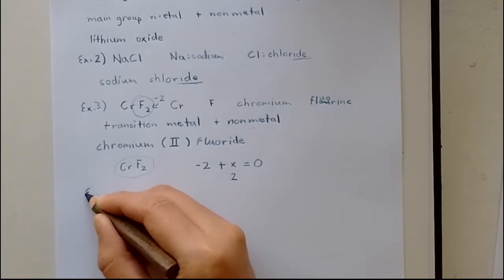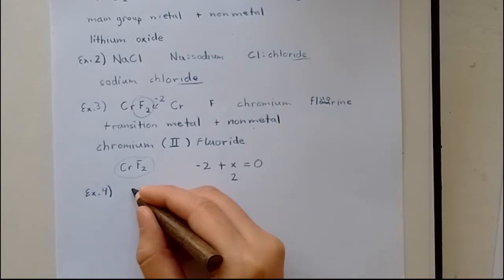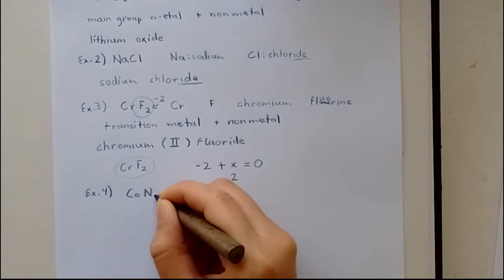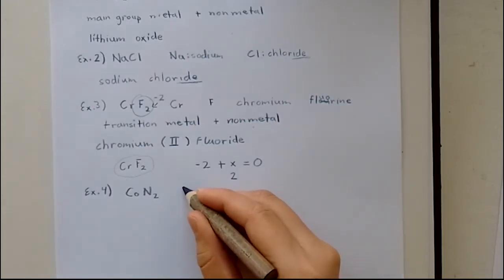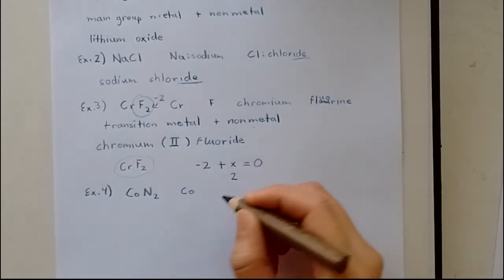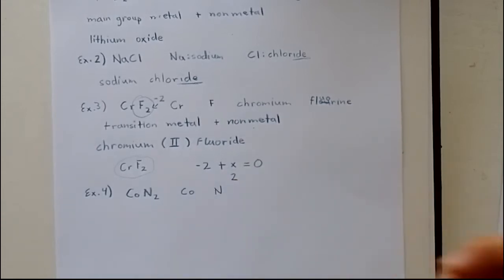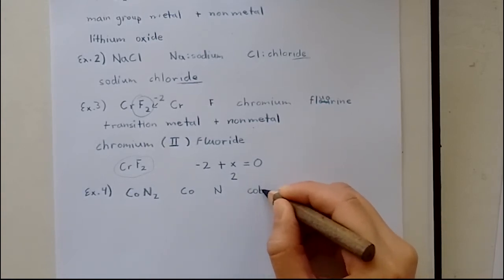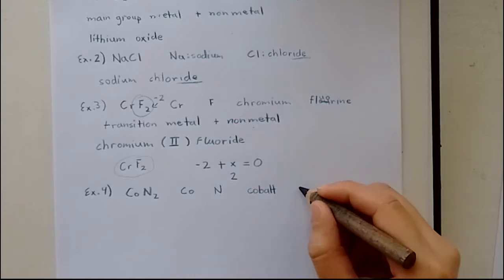Let's try another one of these. So example 4, we can do this one. Our element symbols are CO, that's a lowercase o, and N. From the periodic table, we know that CO represents cobalt, and N is nitrogen.